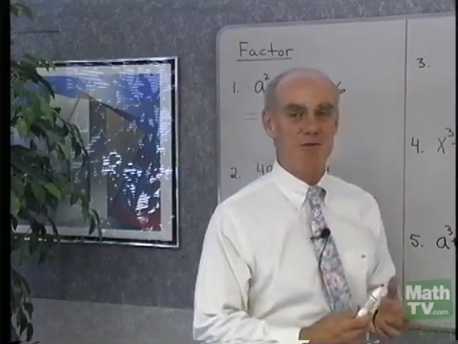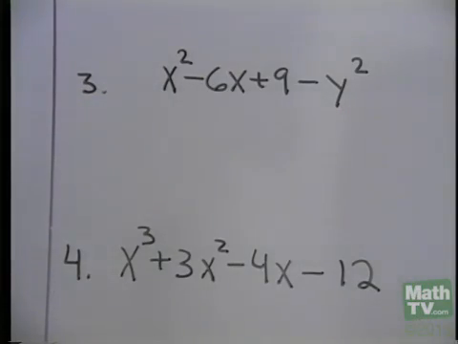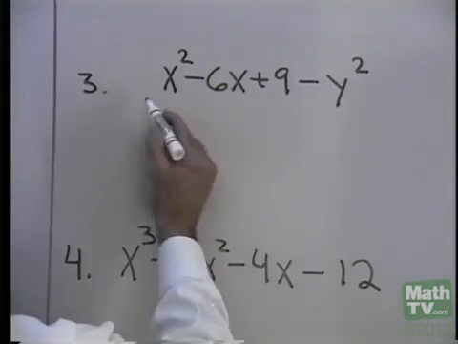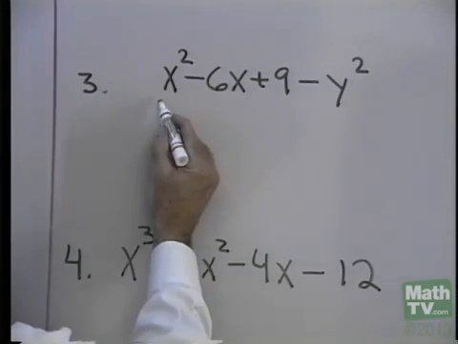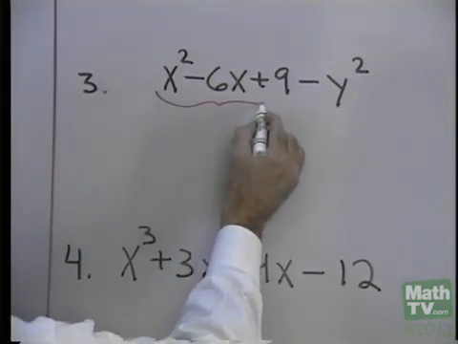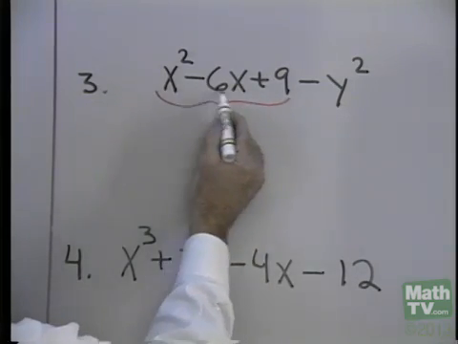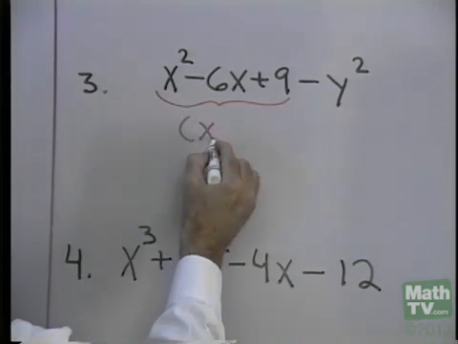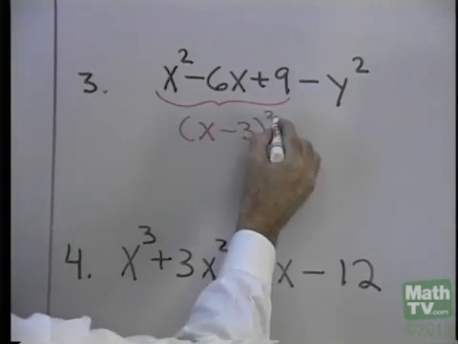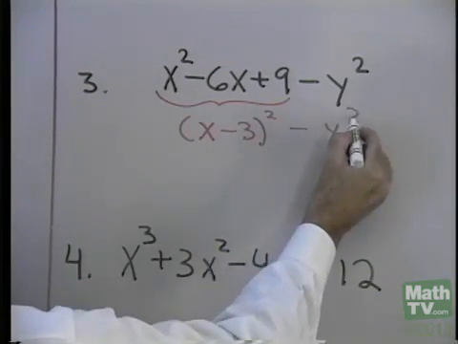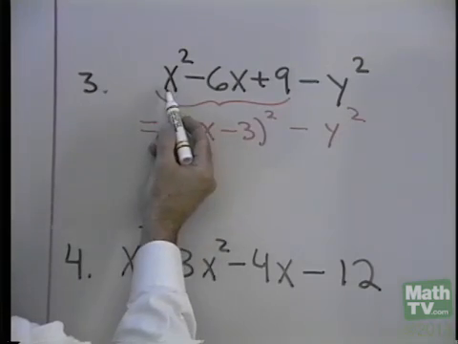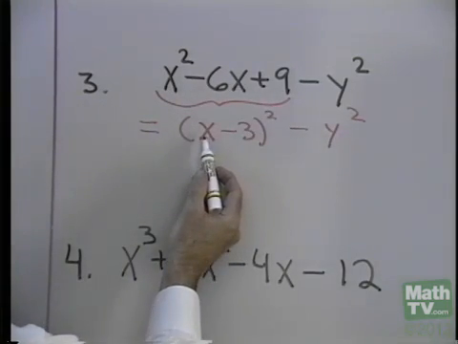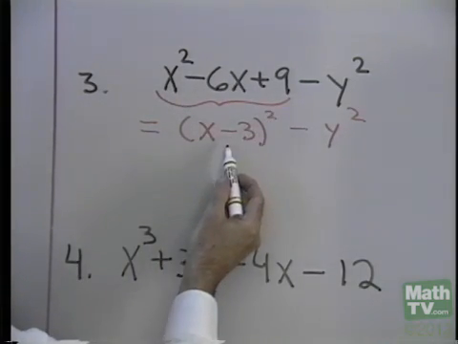I want to use a little factoring by grouping. What I have is x squared minus 6x plus 9 minus y squared. I see I have four terms and no greatest common factor other than 1. Let's try grouping these first three together, because that looks like the quantity x minus 3 squared, then minus y squared. So in fact, this is the perfect square trinomial x minus 3 quantity squared.